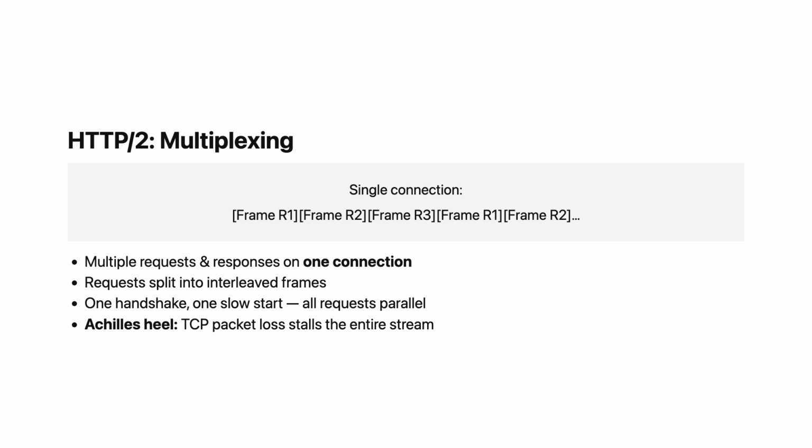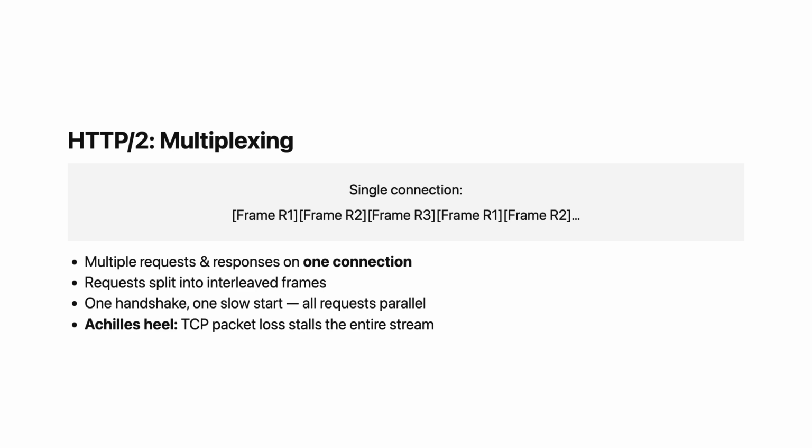If a single TCP packet is lost, the entire TCP stream stalls while that packet is retransmitted. Even if the lost packet only contained data for request 1, requests 2 and 3 are also blocked because TCP does not know about HTTP/2 streams. This is TCP-level head-of-line blocking, and it is worse on lossy networks, like mobile.